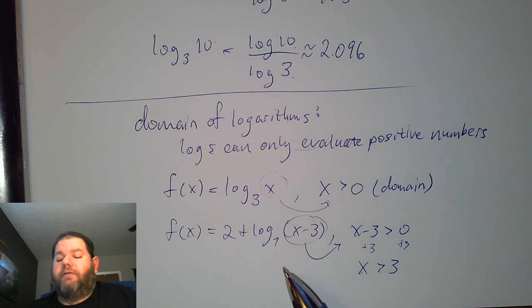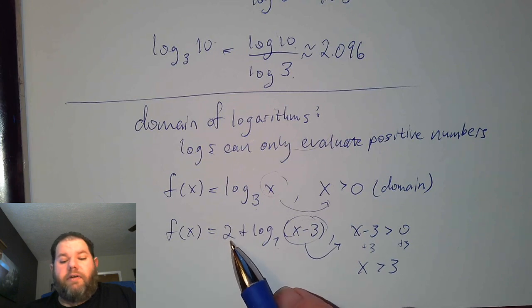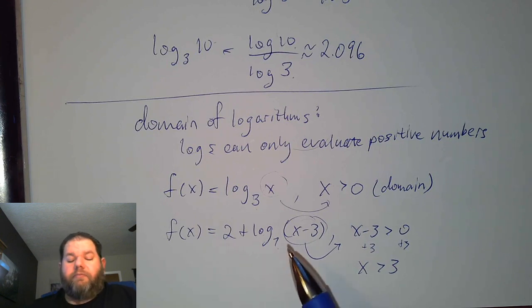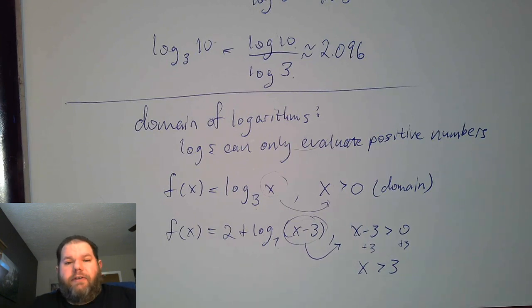So notice that whatever the base is does not affect the domain, and if we have a number added on the outside, that does not affect the domain either. The range of these is basically all real numbers, so we don't ever have to worry about that.